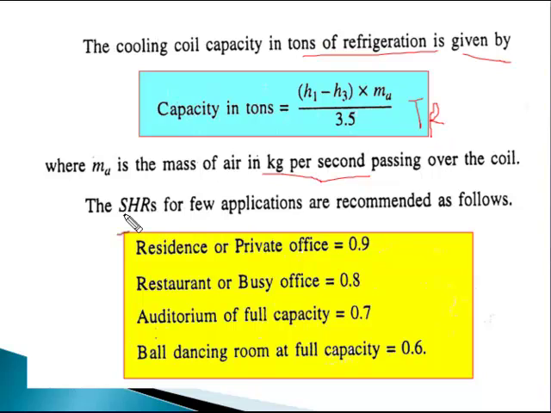The sensible heat ratios for a few applications are recommended as follows: 0.9 for a residence or private office, 0.8 for a restaurant or busy office, 0.7 for an auditorium at full capacity, and 0.6 for a ballroom dancing room at full capacity.